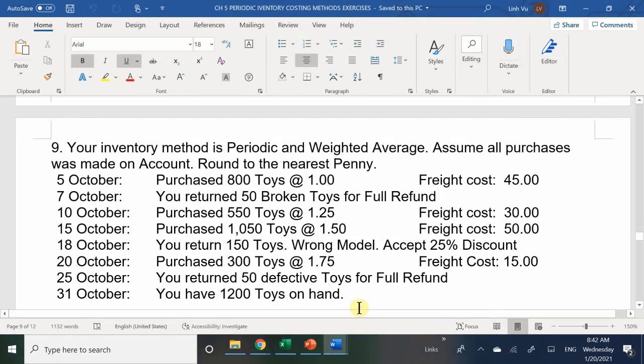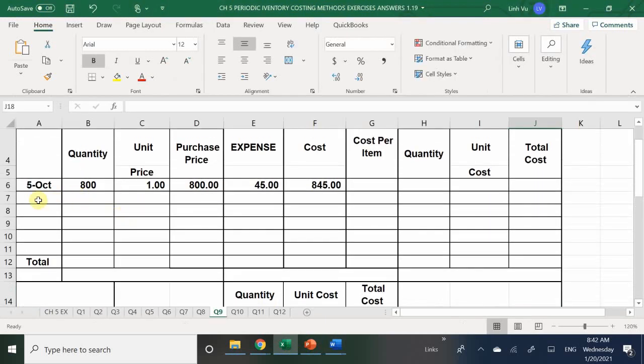Next, on October 10, we purchased 550 toys at $1.25, with freight costing $30. 550 at $1.25 is $687.50. So on October 10 we bought 550 items at $1.25, which is $687.50, plus $30 freight, for $717.50. Okay.